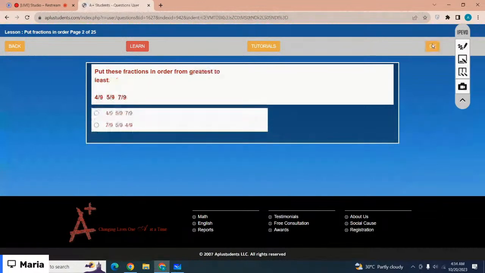Okay, put these fractions in order from greatest to least. They are 4 over 9, 5 over 9, and 7 over 9. They have like denominators, so you have to arrange them from greatest to least. Which option is the correct one, 1 or 2? Which is the correct option?